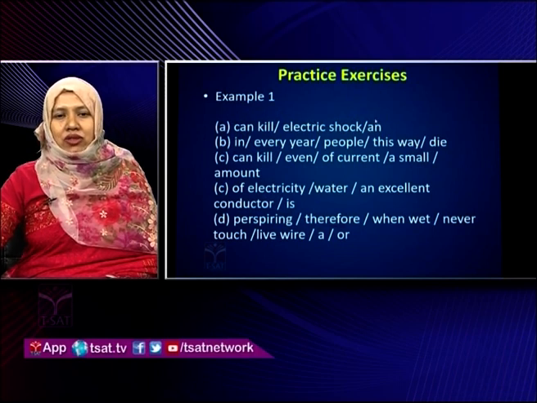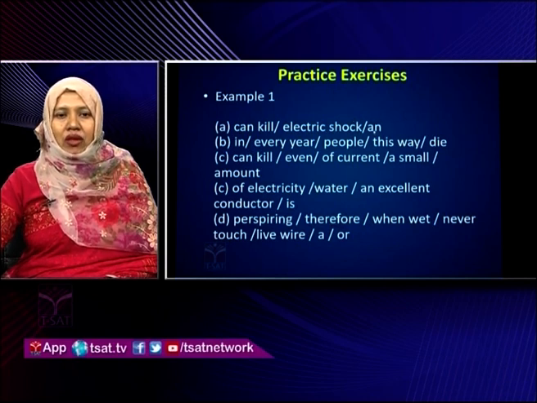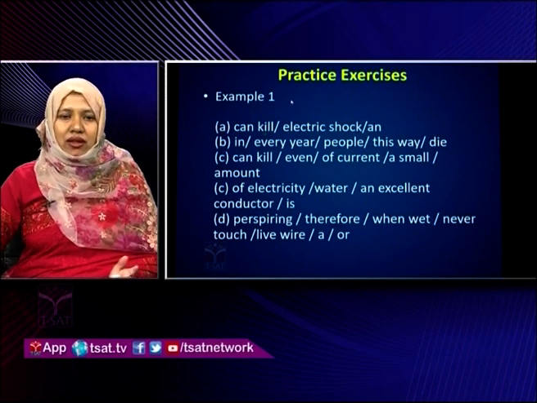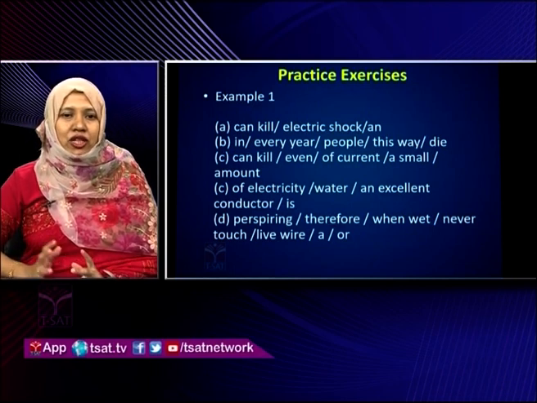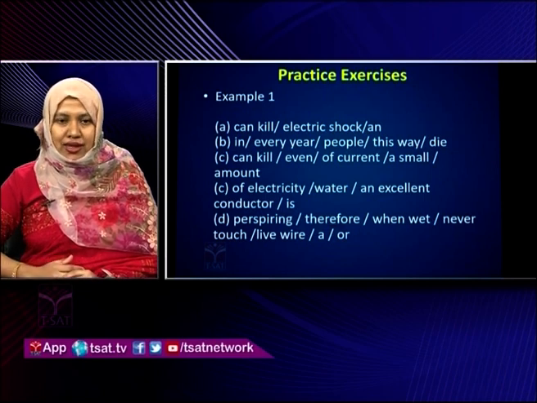Now there are three parts of the sentence. I have explained that a sentence can start with articles. Here what is the article? An. An is used before vowels. So here you can see electric shock is starting with a vowel. So it is the subject: an electric shock. Can is a modal auxiliary verb. Kill is the main verb. So an electric shock can kill. There is no need of any object here. The sentence in itself is complete. An electric shock can kill. So this is one example.